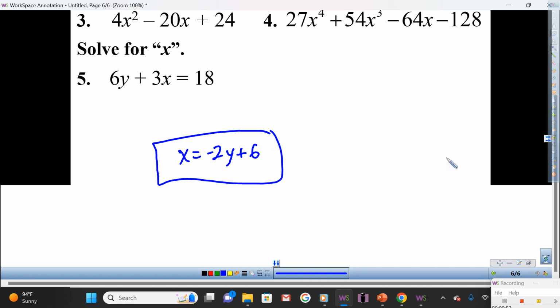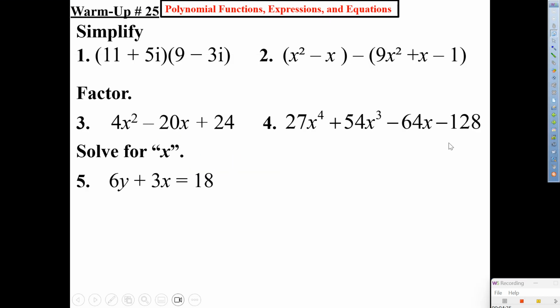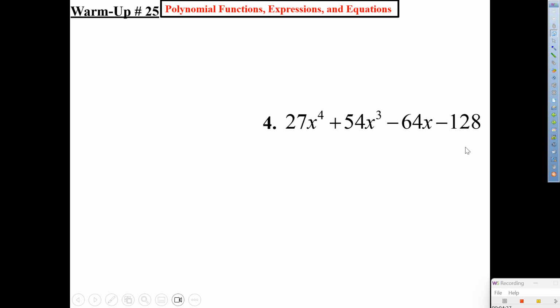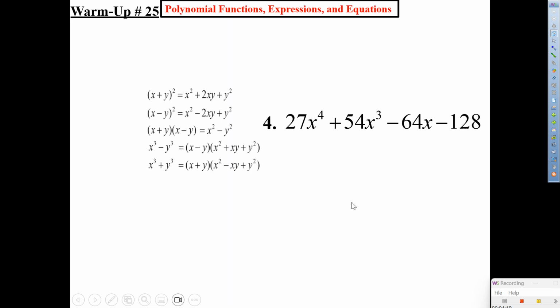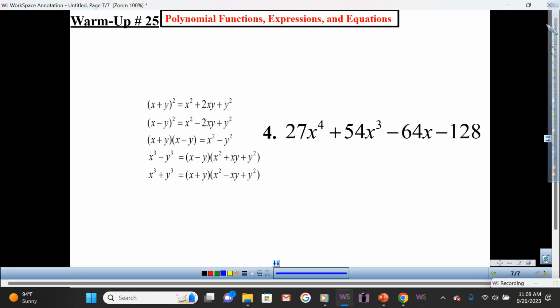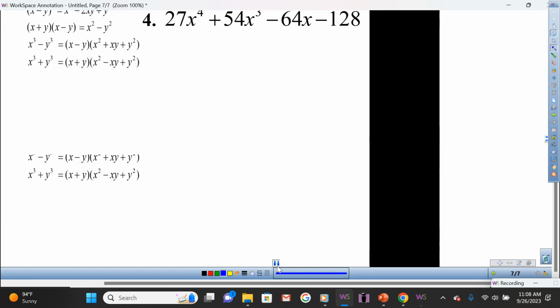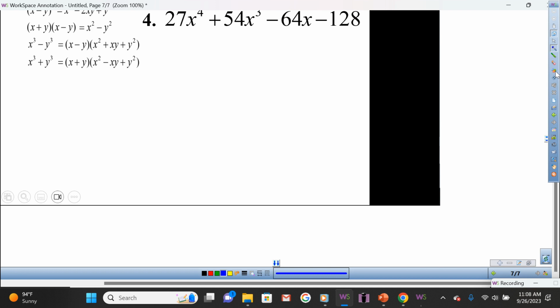All right, let's go to number 4. I'm going to go over number 4. Let me make some space really quick. And I'm going to bring the identities in because we're going to need them to continue. Some of you stopped short, like running a marathon and stopping just before you hit the finish line.